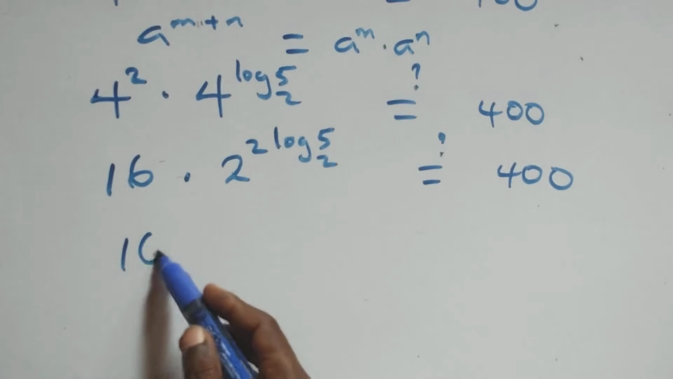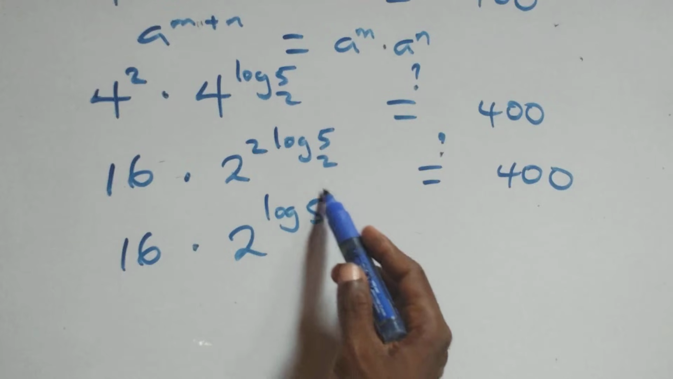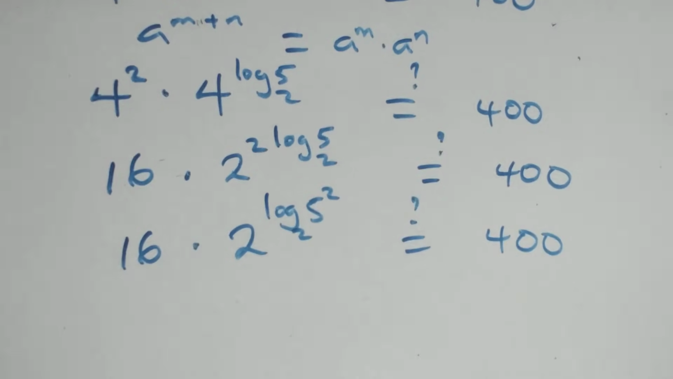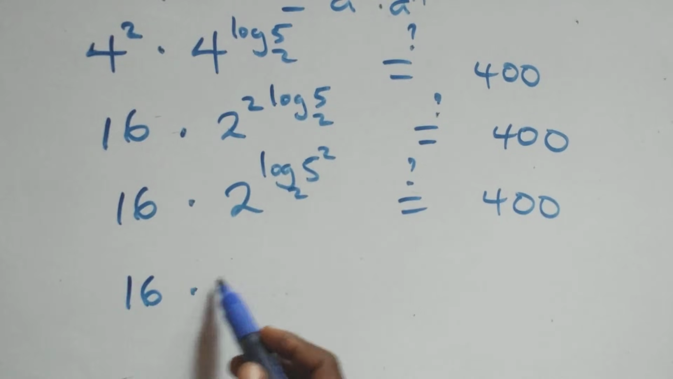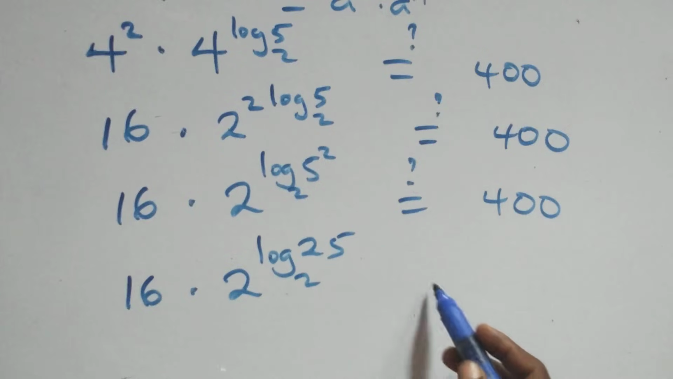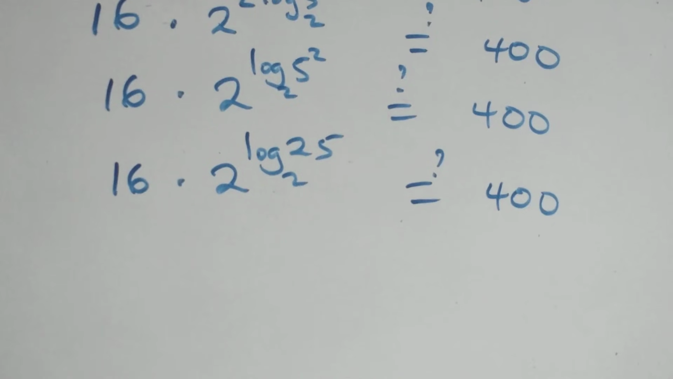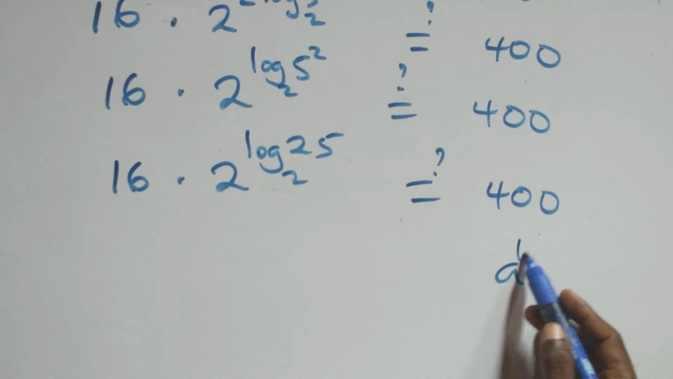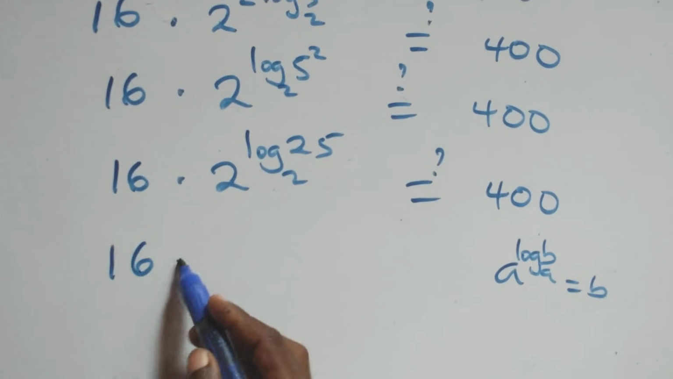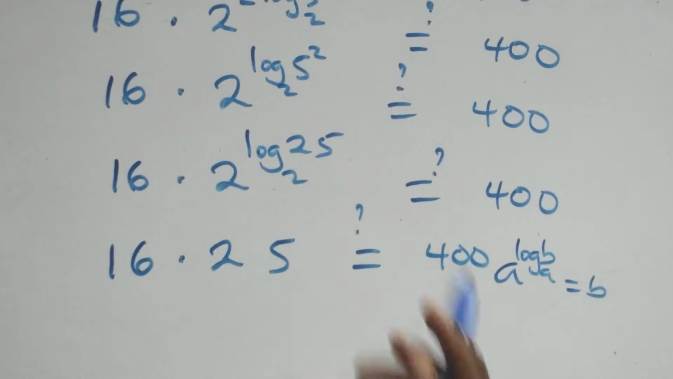Then here we have 16 times 2 raised to power. We bring this 2 from the power of the log. We have log 5 squared base 2. Is it equal to 400 on this side? Then here we have 16 times 2 raised to power log 5 squared, that's 25, base 2. Is this equal to 400 on this side? Next step here, this follows when we have a raised to power log b to base a, which is equal to b. Here we have 16 times 25. Is it equal to 400 on this side?